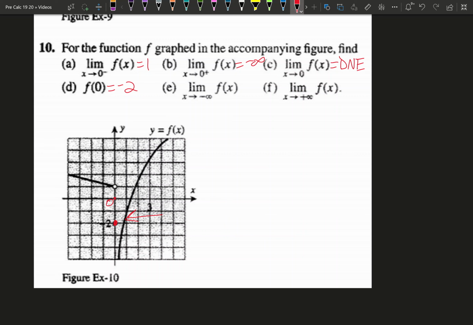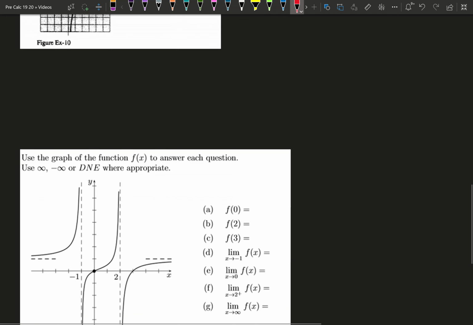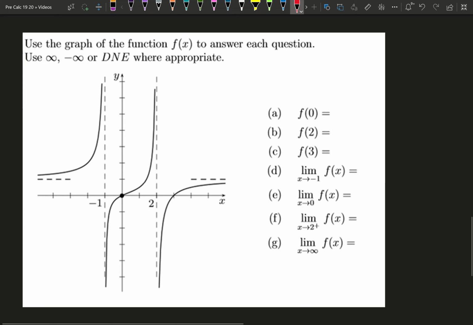Our end behavior, our limit as x approaches negative infinity, this function looks like it just, if we approach negative infinity, the y values just keep increasing. So we're going to say infinity. And the same thing is going to happen as x approaches infinity. Now, what I'd like you to do is try these out on your own.